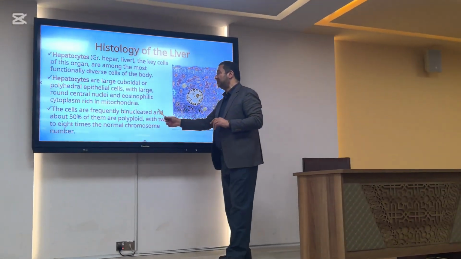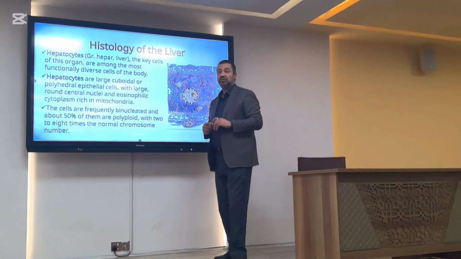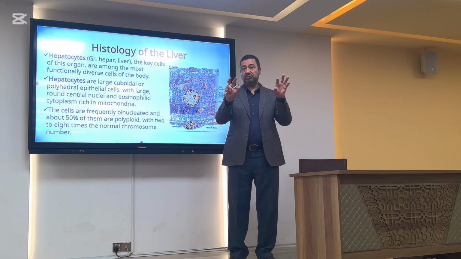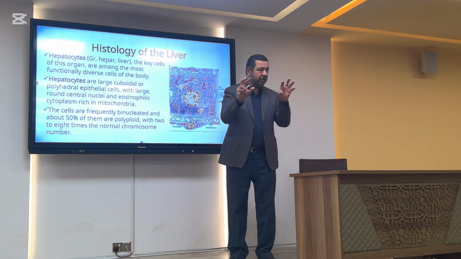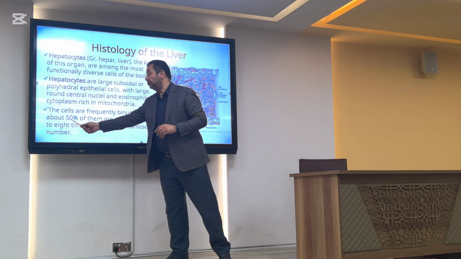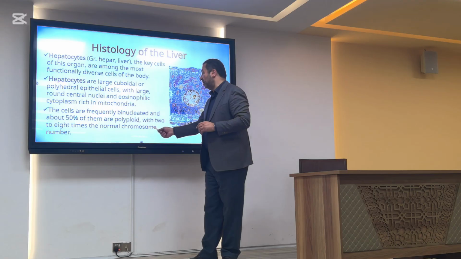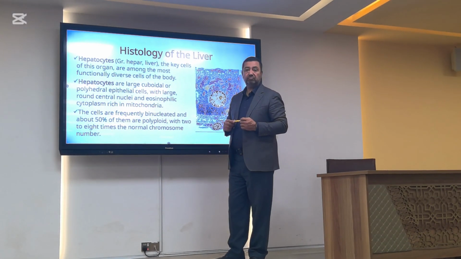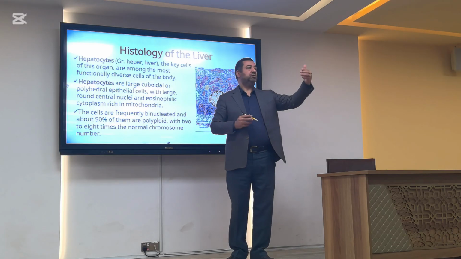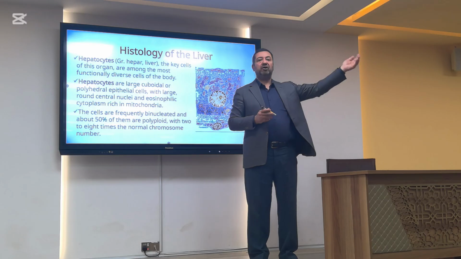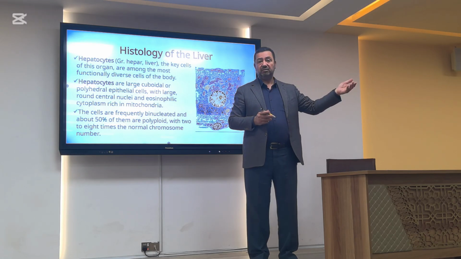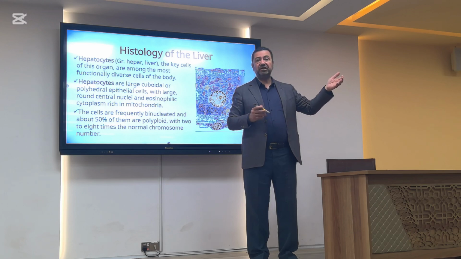The cells are frequently binucleated. They have 2 nuclei in one cell. Binucleated, okay? 2 nuclei in one cell, with 2 to 8 times the normal chromosome number. Okay? There are more than 2 times the normal chromosome. Normal chromosome is 2N. Is it clear?